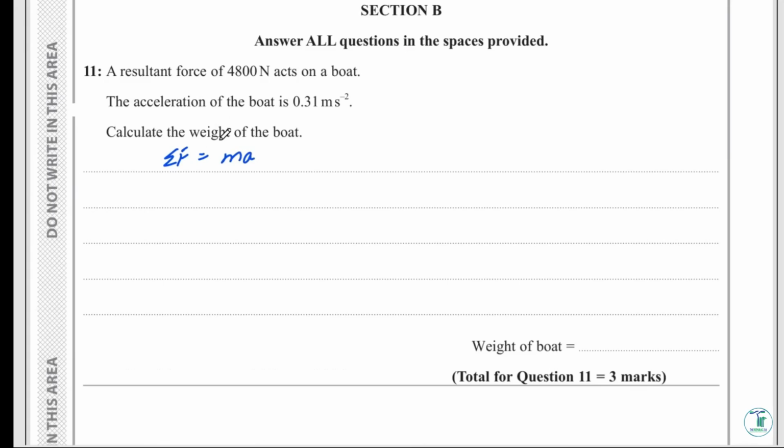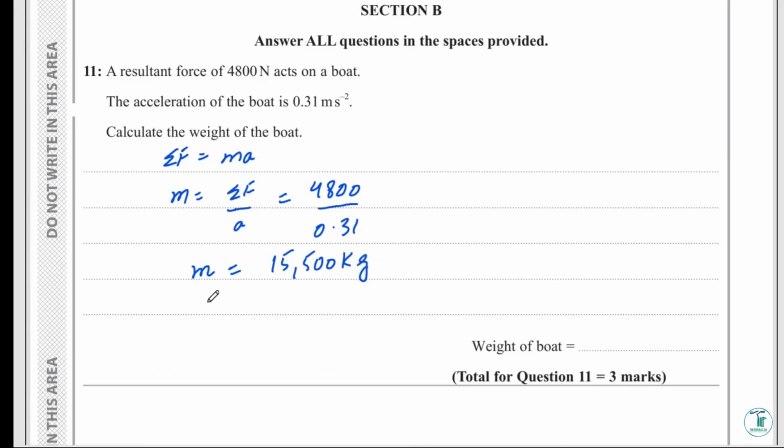For the weight, we need to calculate the mass. So the mass from this equation would be equal to the resultant force divided by the acceleration. The resultant force acting on this object is 4800 divided by the acceleration, 0.31. So when you divide them, you would have something like 15,500 kilograms. That is going to be the mass.